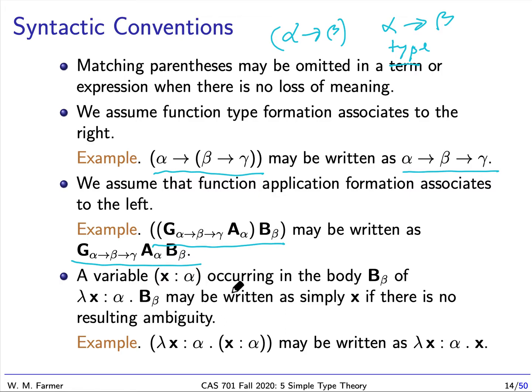Now one other convention is if a variable occurs in the body of a lambda expression, and notice this is the same as this, then we can write this variable that occurs in the body simply as x. So that means instead of writing this, we can write this, and we can leave off the alpha on x. It's understood to be on x because the binder binds x to alpha.